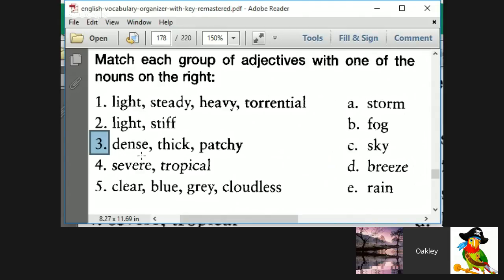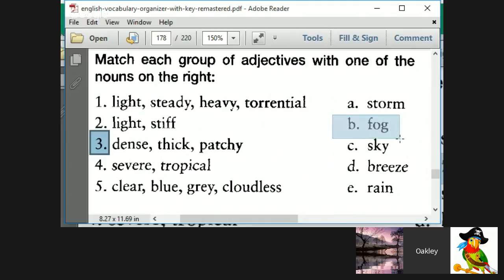Anyway, moving on. Sam, number 3. Okay. Dense, thick, and patchy. This is fog.